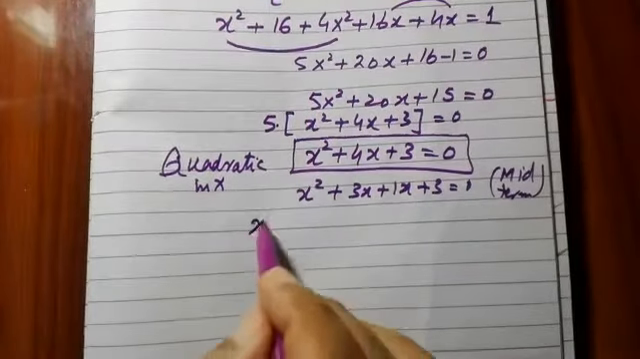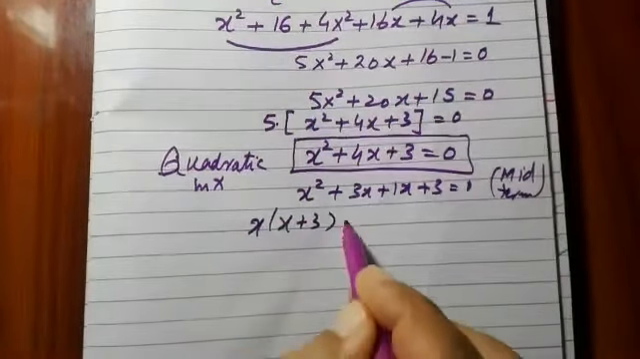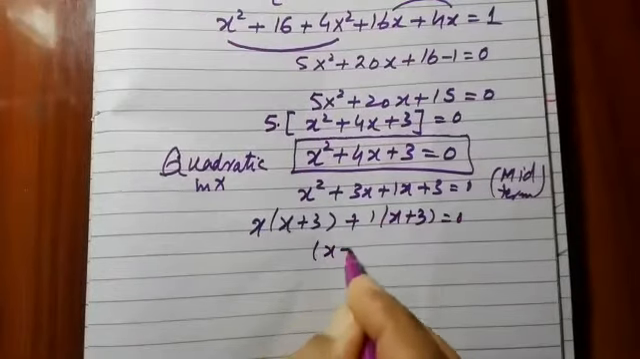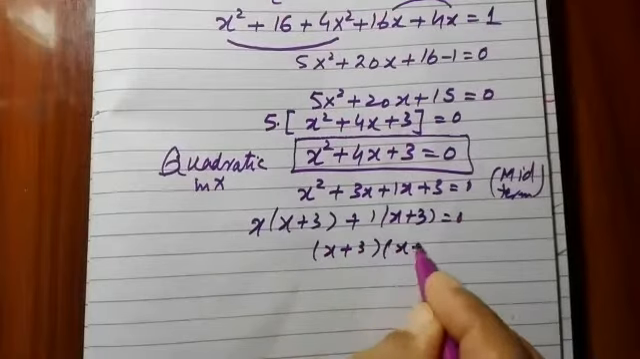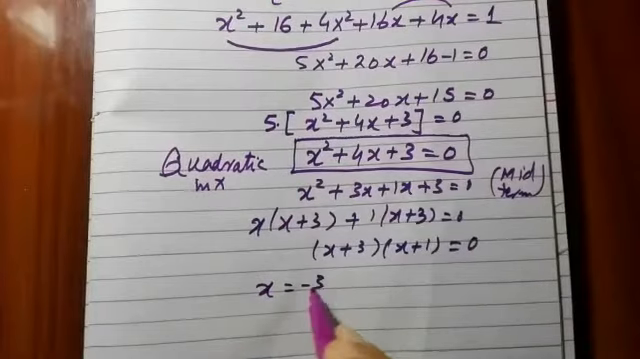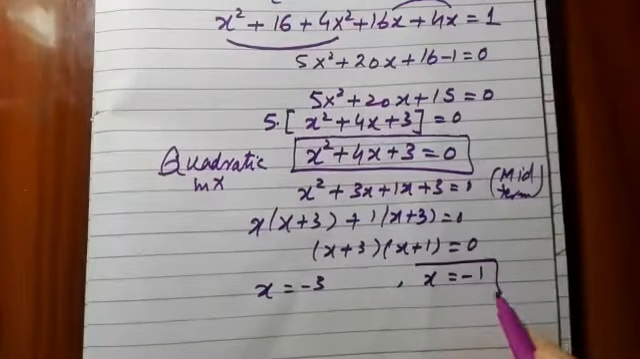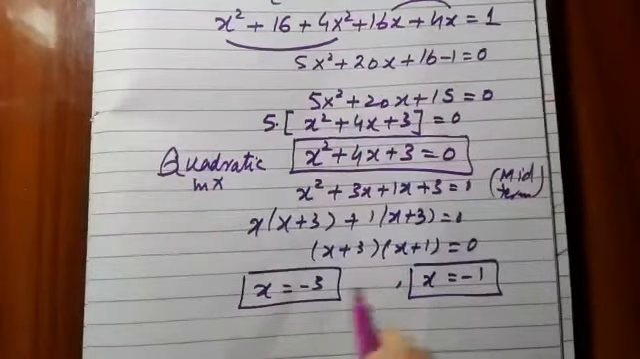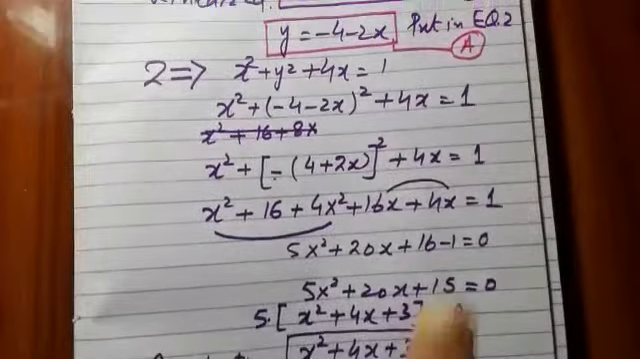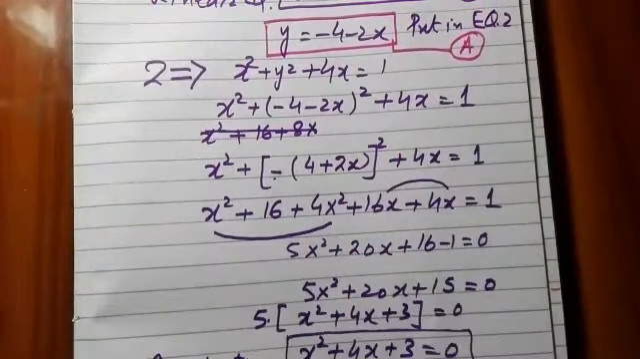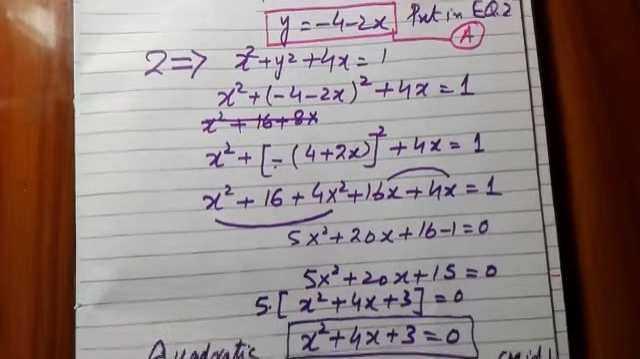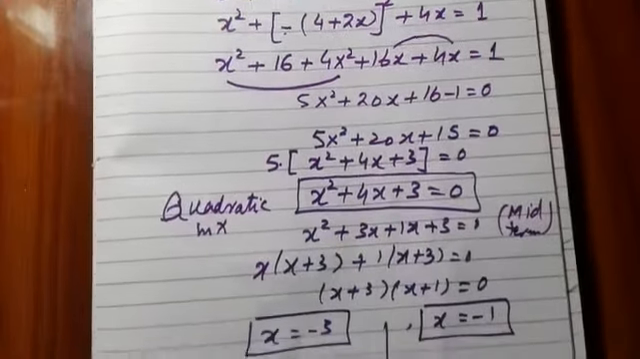By making factors, x plus 3 will be taken as common, and 1 will be taken as common. So we will be getting x plus 3 and x plus 1 equals to 0. So we are getting two answers, x equals to minus 3 and x equals to minus 1. And what will you do? You will go back to equation number A, and we will put the calculated values of x in this equation to find values of y, so that we can form the pairs as I told you earlier.